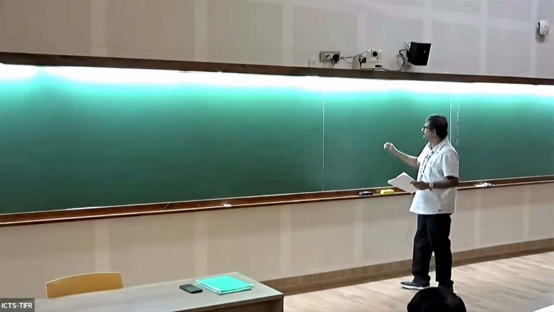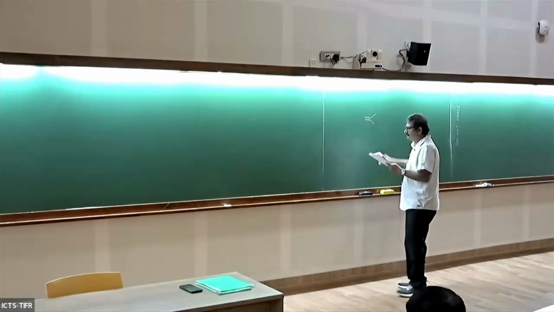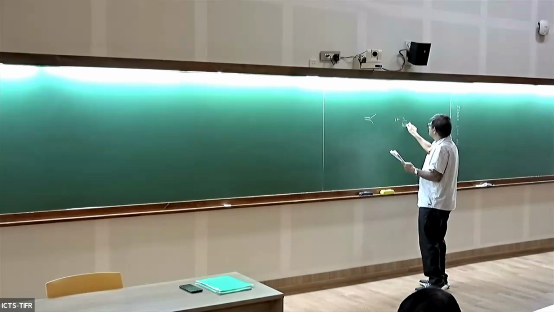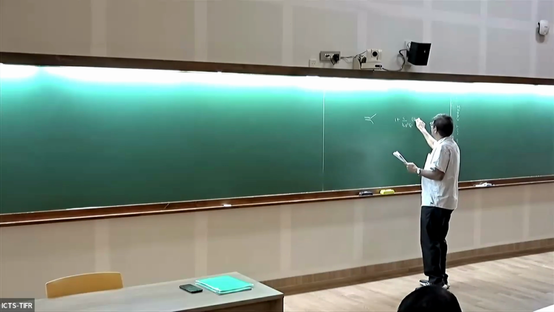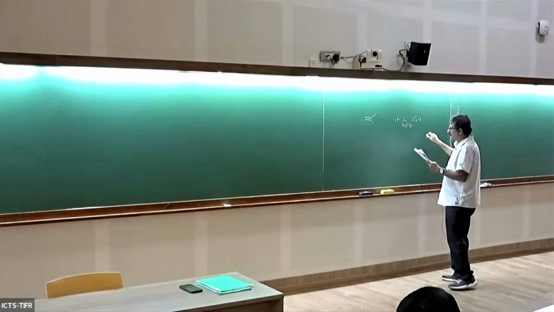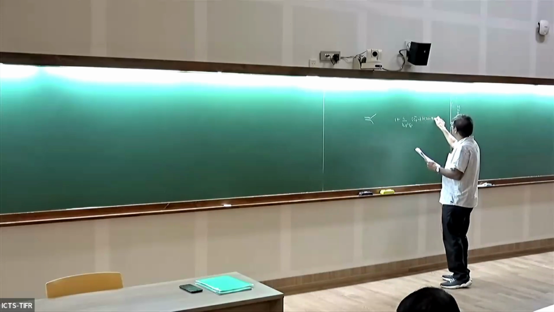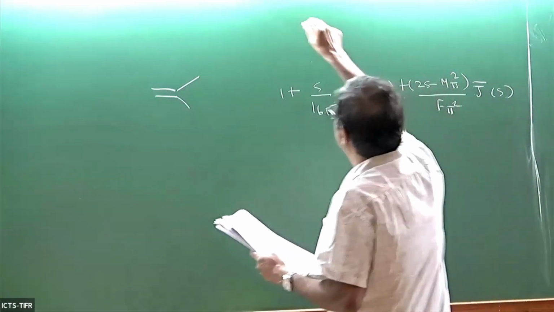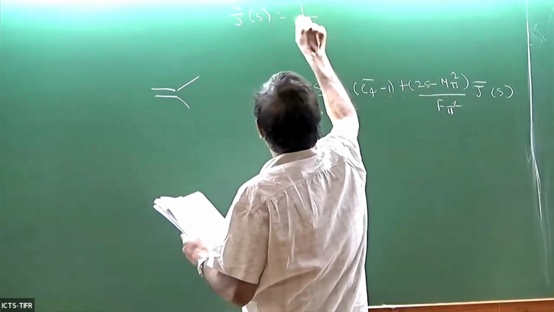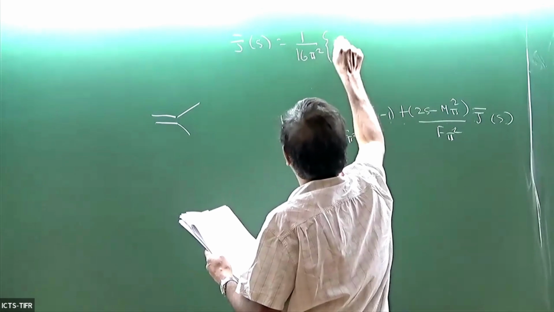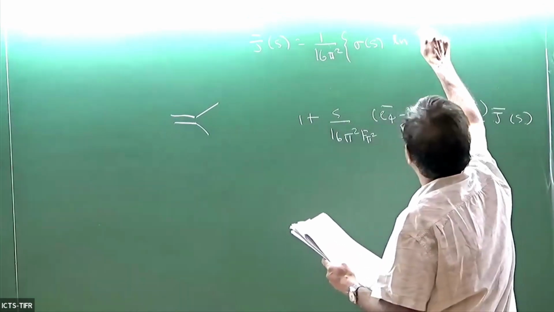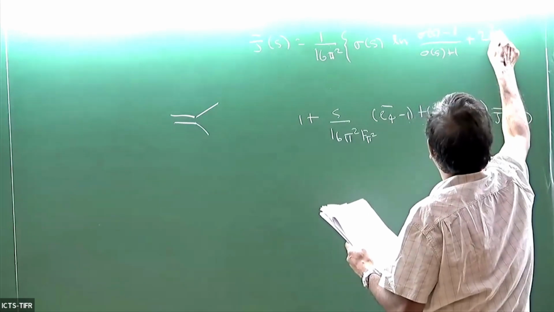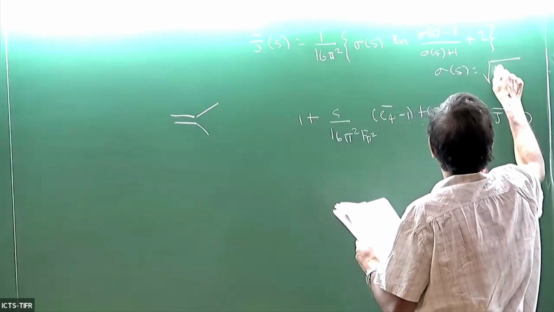It's actually very explicit for the case of the scalar form factor that we had, where we wrote down this expression as 1 plus s by 16 pi squared f pi squared times L4 bar minus 1 plus 2s minus m pi squared divided by f pi squared J bar of s, and J bar of s is our old friend 1 by 16 pi squared, and this is sigma of s logarithm of sigma of s minus 1 over sigma of s plus 1 plus 2, and sigma of s is equal to the square root of 1 minus 4 m pi squared by s.